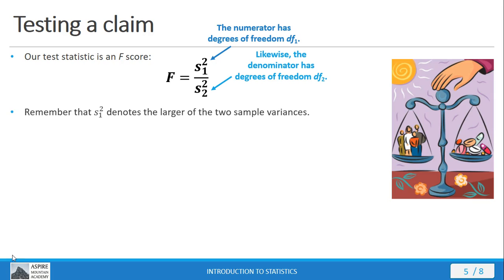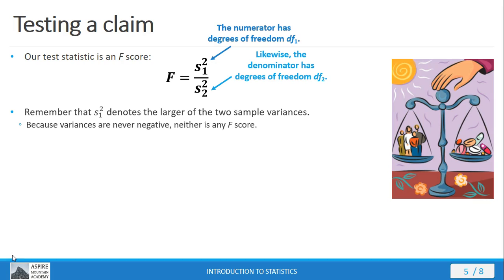Okay. Again, the first sample is the one with the larger variance. So we're putting the larger variance on top of our fraction, and then the lower variance goes below. So that gives the F-score some unique properties, okay? First of all, because variances are never negative, okay, you're always taking that standard deviation, which could be positive or negative, but when you square it, the variance then is always positive.